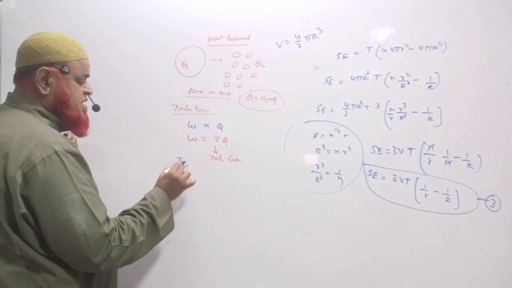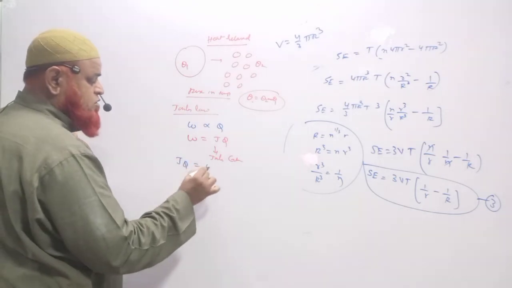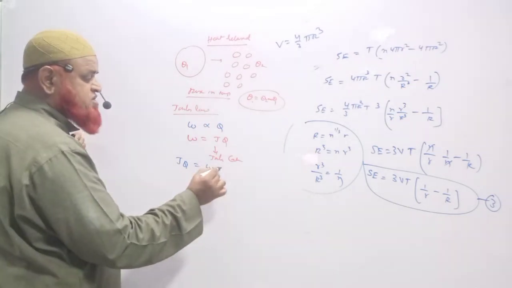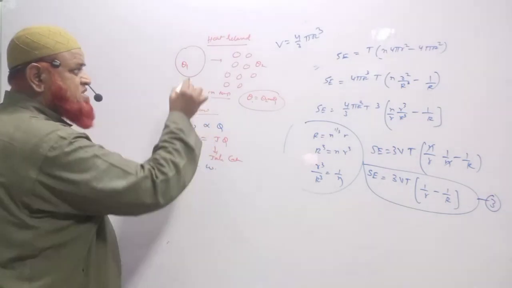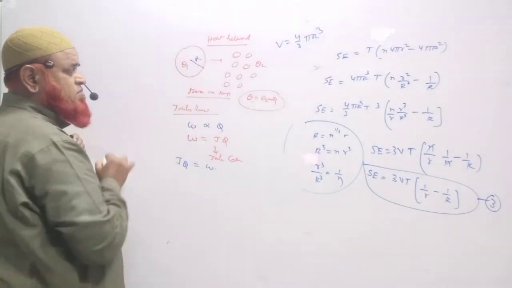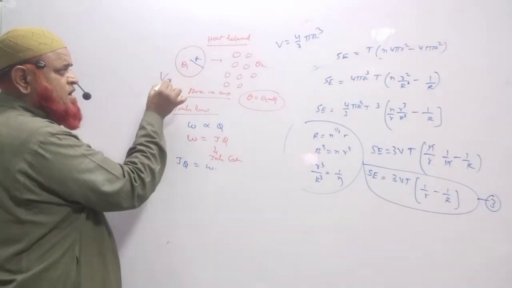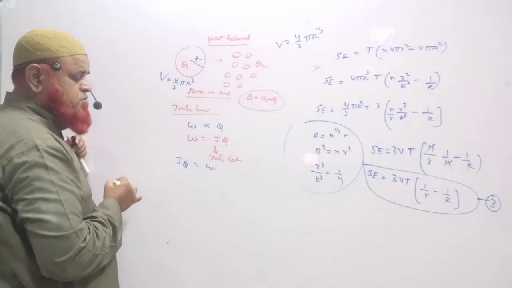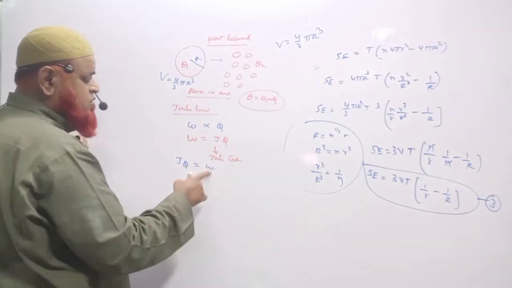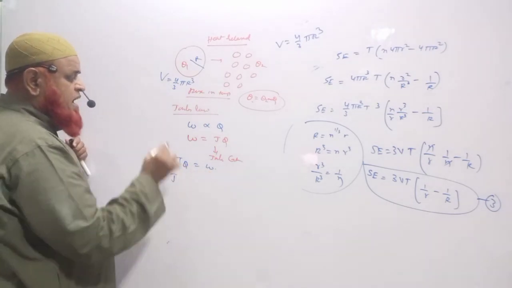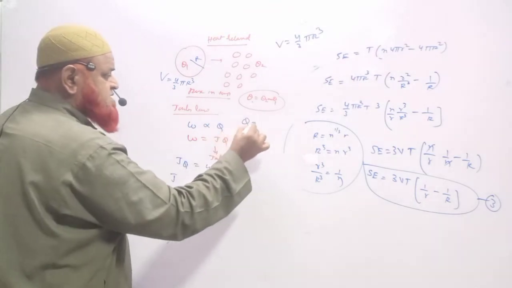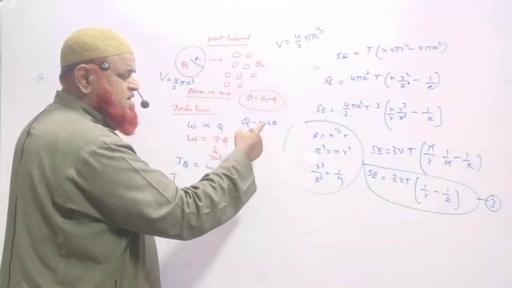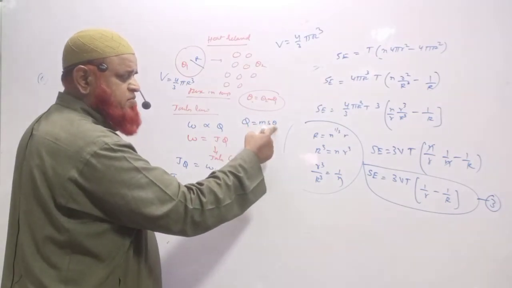Then, for example, if you write JQ is equal to W. And what is the radius of the larger drop? Capital R. What is the volume of the larger drop? 4 by 3 pi R cube. Now JQ is equal to W, and you also know that Q is nothing but m s theta: mass, specific heat and rise in temperature.